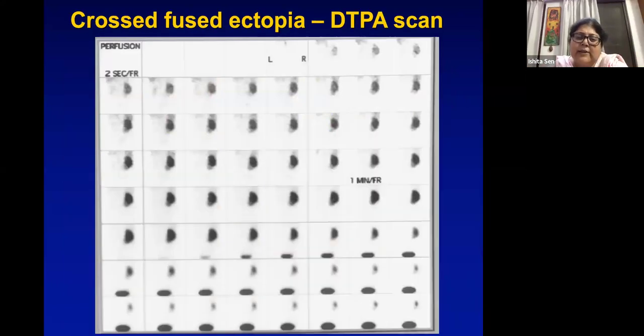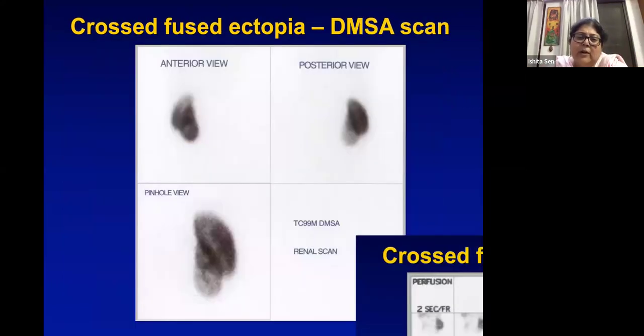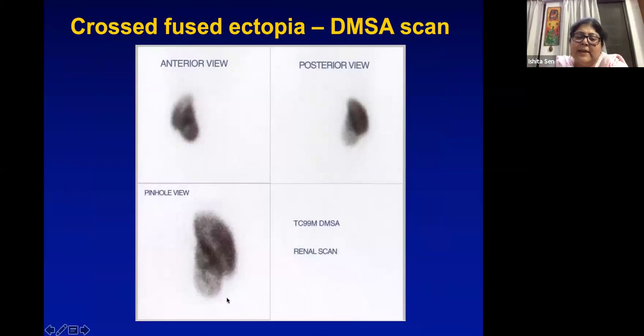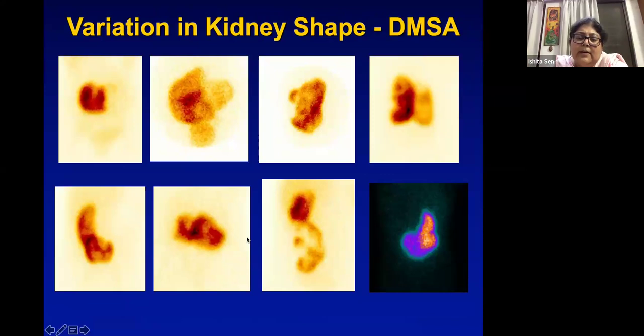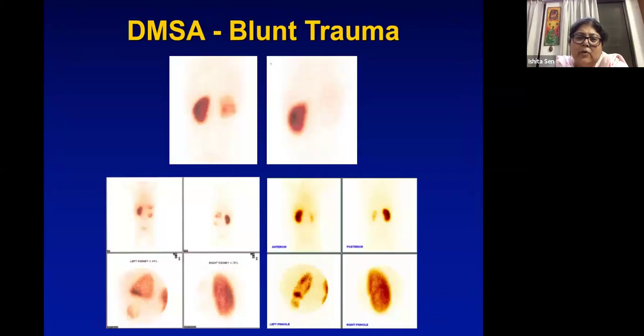And then cross-fused ectopia, we already saw that before. This is the DMSA of the same patient, and you see both the moieties very nicely seen on the pinhole image. Okay, I think that's about all.